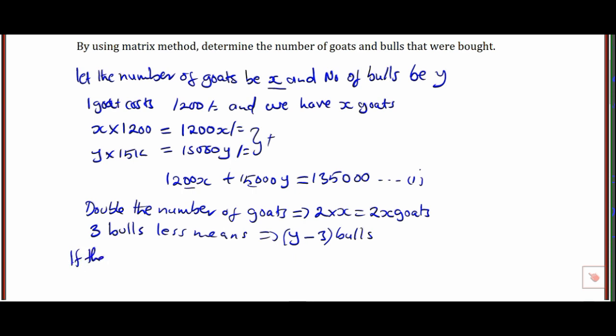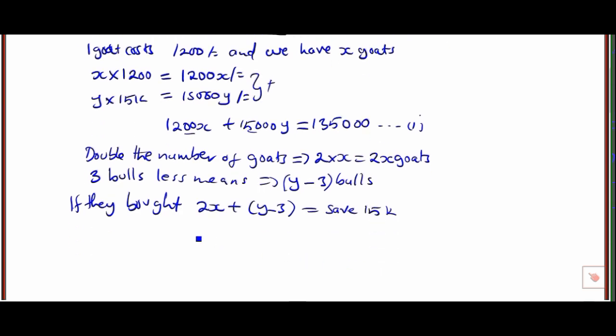So in terms of statement, if they bought 2x goats plus 3 less number of bulls, they will have saved 15,000 or 15k. So what does that mean? Therefore, it means that they are going to pay a total of 15,000 less. Still, the price of one goat is 1,200.